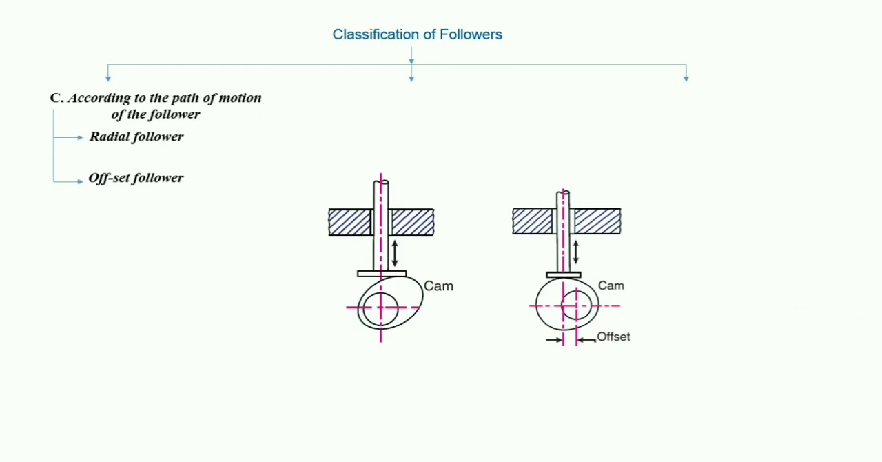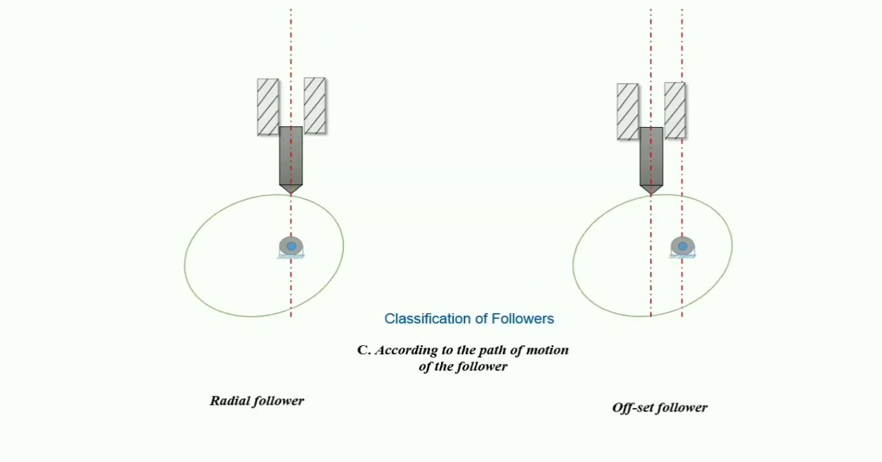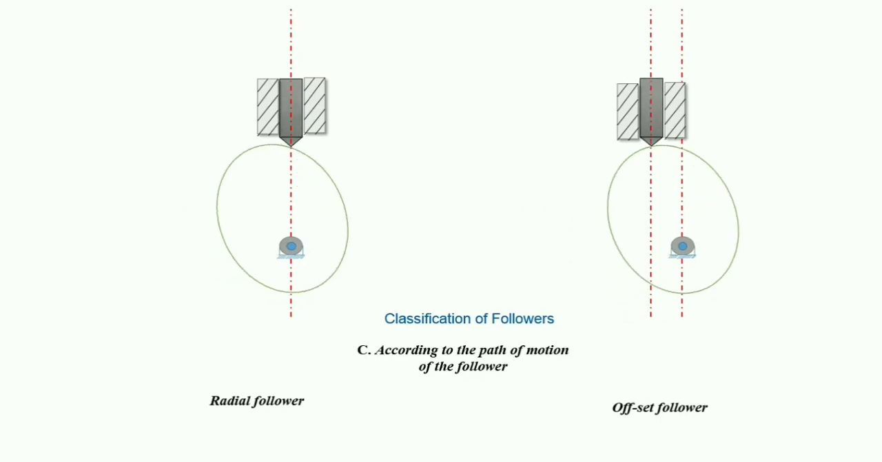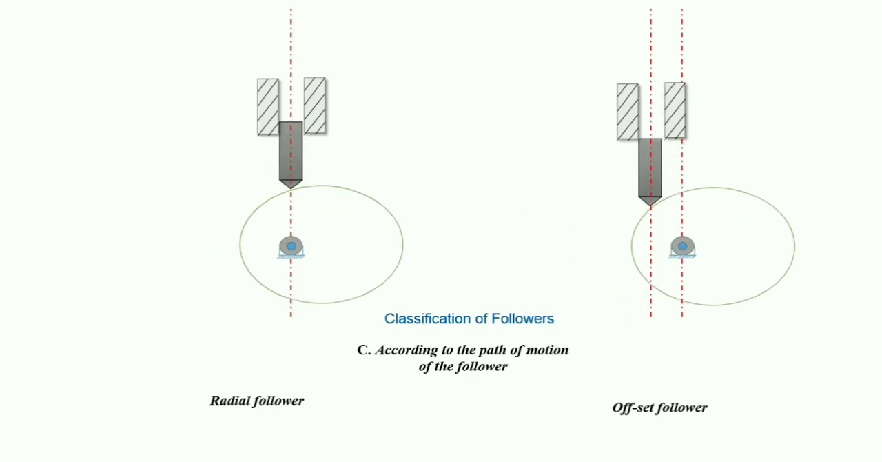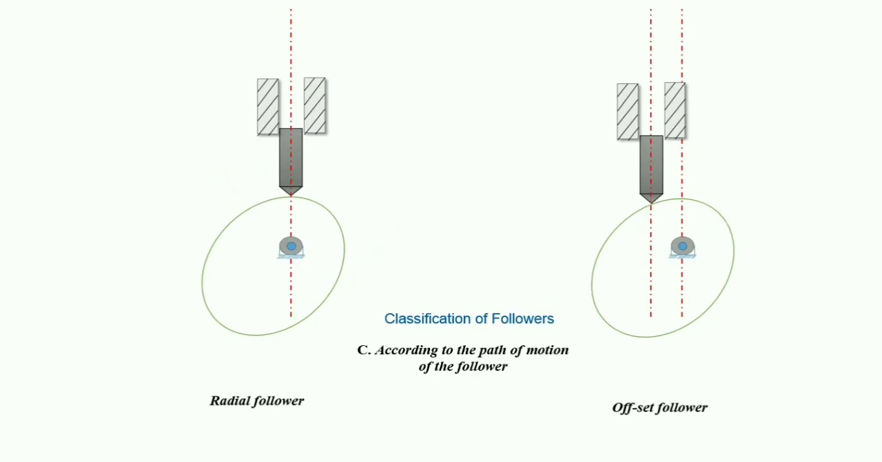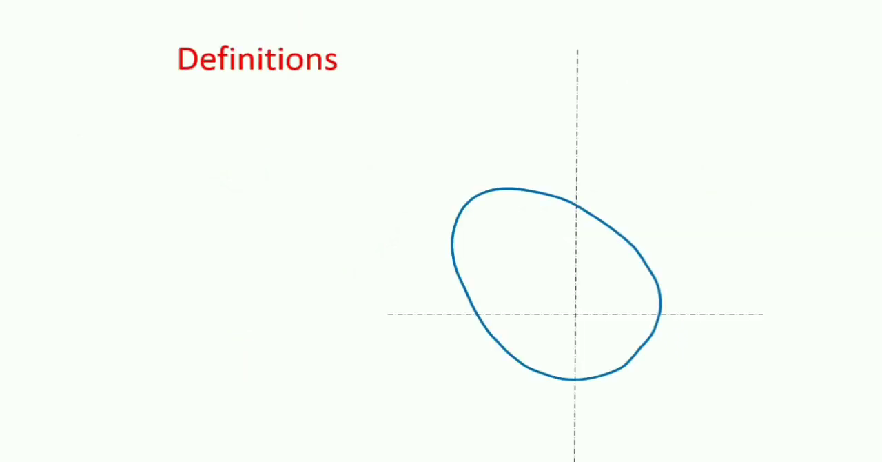According to the path of the motion of the follower, you can see the radial follower and the offset follower. In the radial follower, the line of movement of the follower passes through the center of rotation of the cam. And in the second one, the line of movement of the roller follower is offset from the center of rotation of the cam. Here is a short animation. In this you can see.